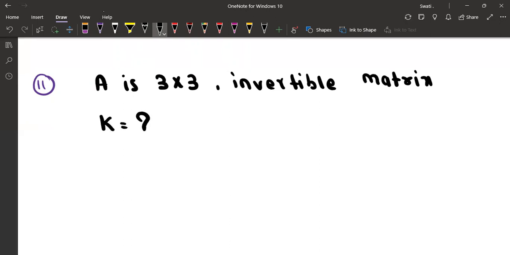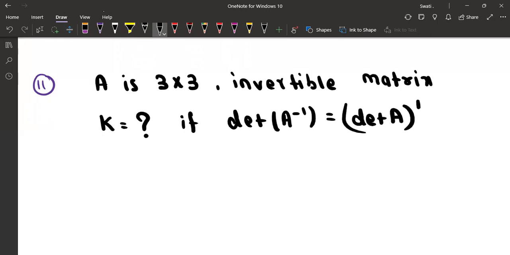We need to find the value of K if the determinant of A inverse is equal to the determinant of A raised to K. So this is the question. We need to simplify this and find the value of K. First, whenever you have any given information, you should always start with that given information, all right? So the given information is the determinant of A inverse. I can also write this as this, because it's the same thing, okay? Determinant of A, you write, or determinant of A, same thing, okay?